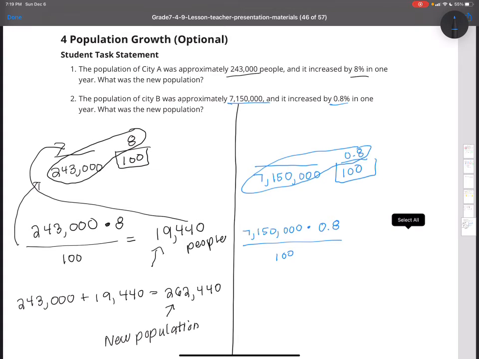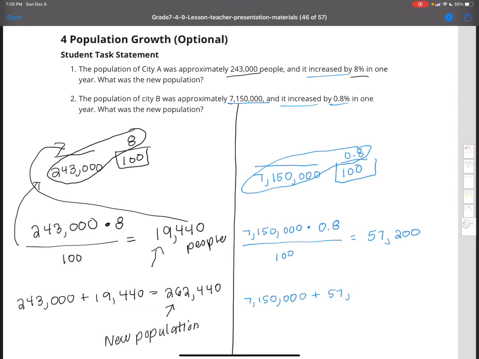And let's see. And I should get 57,200. Okay. Now, just like what we did, they're asking for the new population. It was an increase. So this is not the new population. This number is nowhere near bigger than 7 million. What they want us to do to this number is add it to the old amount and add the addition, the increase to it.